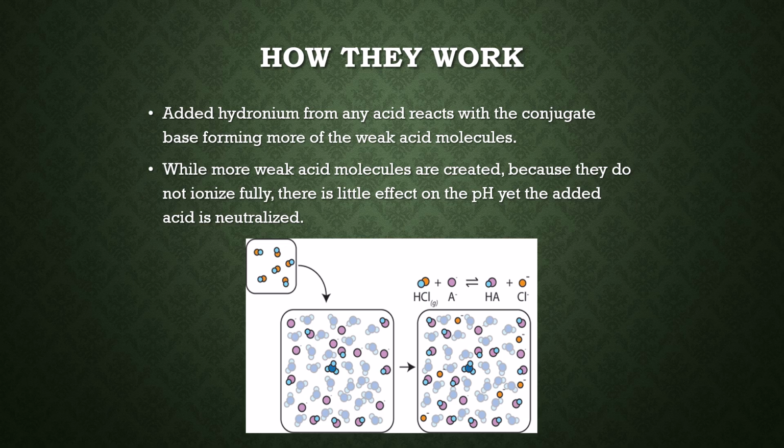When you make those weak acid molecules, they are an unionized particle, so they don't contribute much to the pH of the solution. So essentially what you're doing is neutralizing the acid by having the added acid react with the conjugate base.